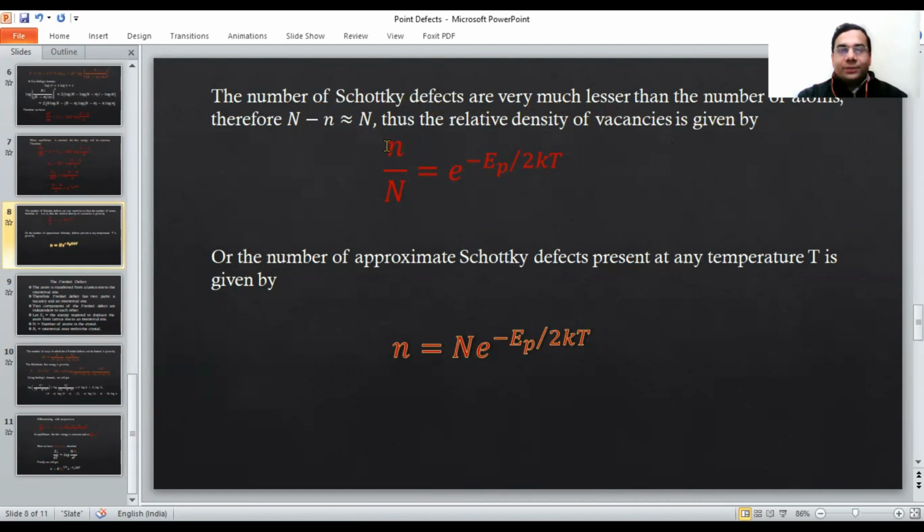Now thus the relative density of vacancies is given by small n by N is equal to e raised to power minus Ep divided by 2kT, or the number of approximate Schottky defects present at any temperature T is given by small n is equal to capital N into e raised to power minus Ep by 2kT. So this was the expression for Schottky point defects.